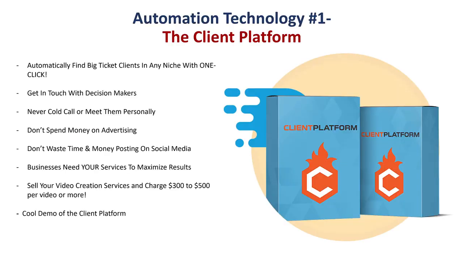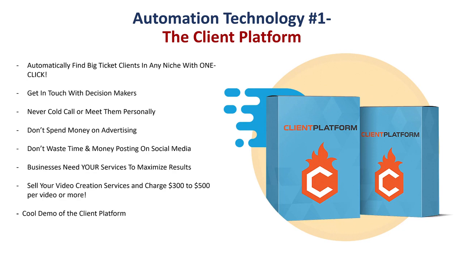Congrats to the first winner here, and that is the client platform technology. It's automation technology number one. What it does is automatically find all the big ticket clients, the decision makers in any niche, with just one click of your mouse. Nothing else needs to be done. Just one click of your mouse. And that is super powerful. And you can get in touch with these decision makers.